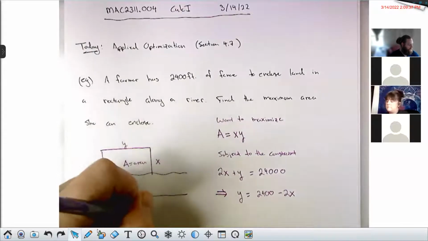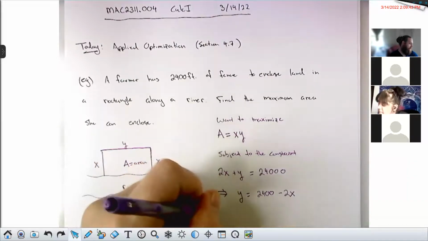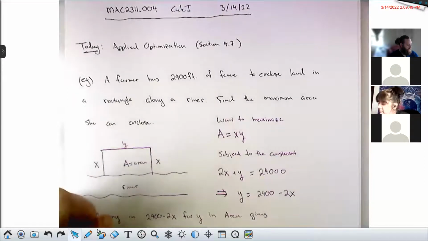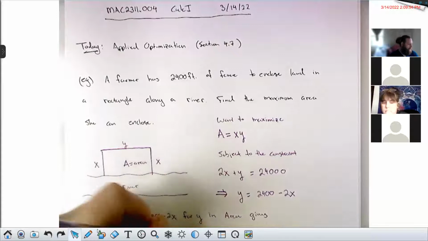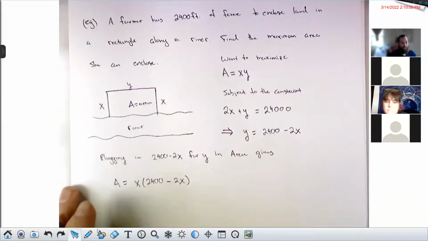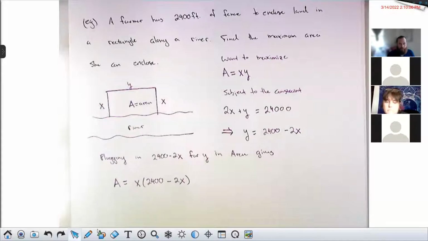Plugging in 2,400 minus 2x for y in the area equation gives me A equals x times 2,400 minus 2x. So my goal is to maximize this function. I want to find the max area that our farmer can enclose. Here's a function for the area. So if I find the max of this function, I have answered the question.